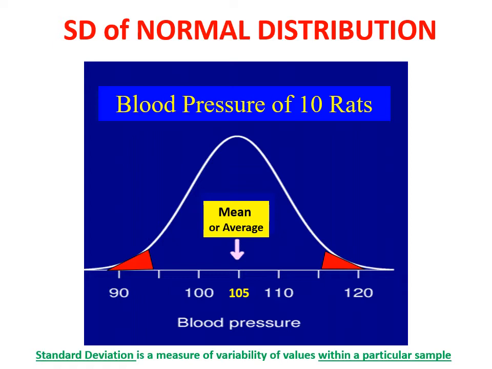When we enter the values into the equation to get the standard deviation, we found that the standard deviation equals 5. So 95% of the population of this sample will lie within two standard deviations.